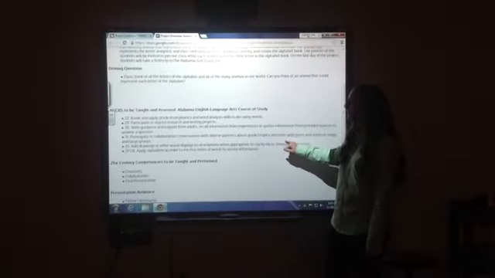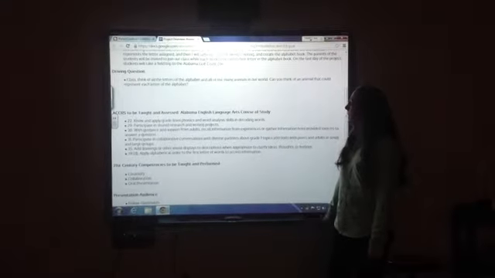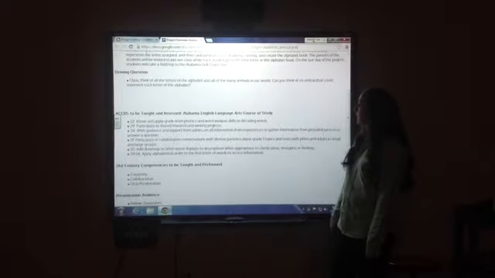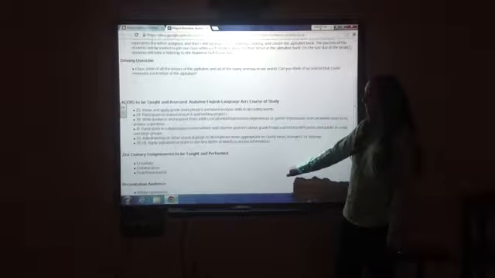The driving question for this project is, class, think of all the letters of the alphabet and all of the many animals in our world. Can you think of an animal that could represent each letter of the alphabet?